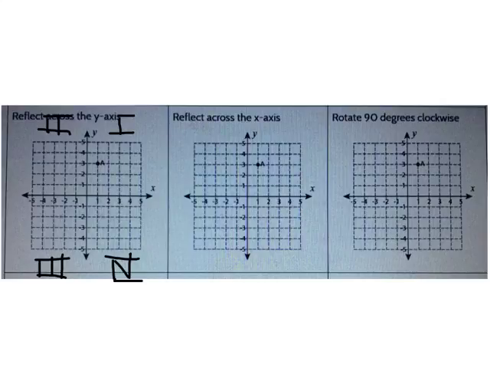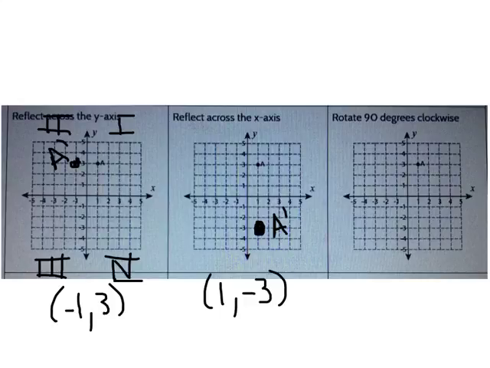Draw the reflection of A across the y-axis and enter the new ordered pair into the boxes. The reflection of A across the y-axis ends up at -1, 3. Now let's reflect A across the x-axis. Which quadrant will A end up in? A will end up in quadrant 4. Draw the reflection of A across the x-axis, then enter the new coordinates in the boxes. The reflection of A across the x-axis is at 1, -3.